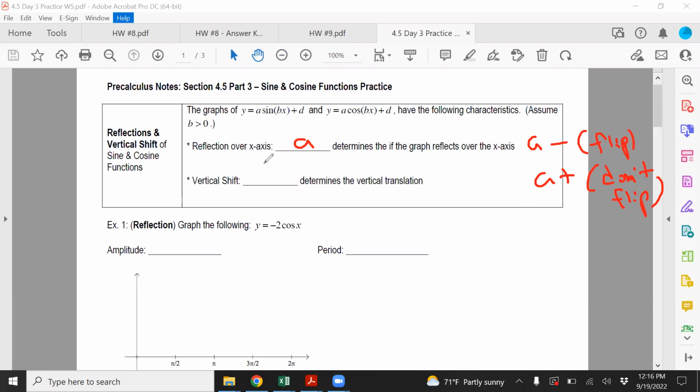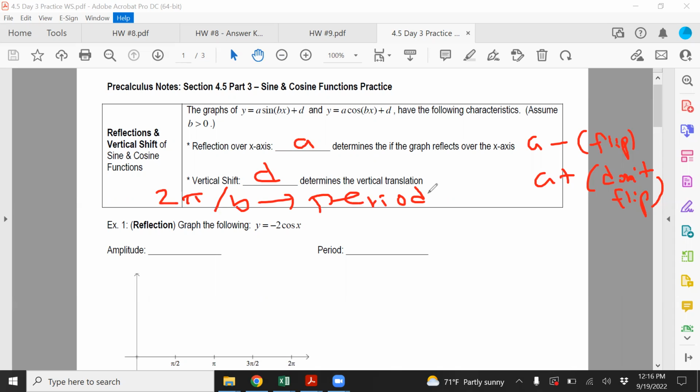Vertical shift, D represents a vertical shift. We're going to talk about that today. The D that's at the end of the equation, that's going to represent the vertical shift. And remember, B is the period. 2 pi over B is period. We're doing that today. But we're just going to review some stuff that we've done already, and then I'll incorporate D. Okay, so that's just kind of an overview of what A, B, and D represent.